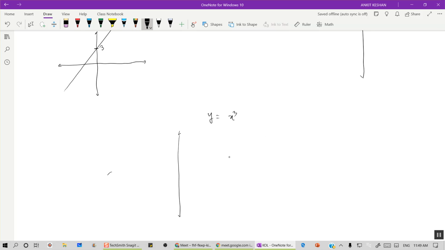Let me draw it again. And y equal to x square, if I draw on the same graph. This was the nature of y equal to x square. Only the steepness, sharpness is increased or decreased.